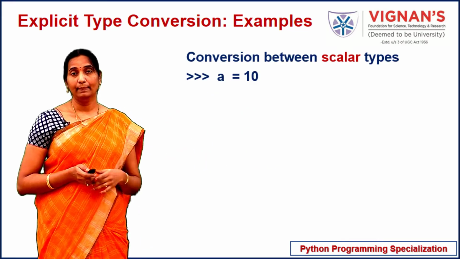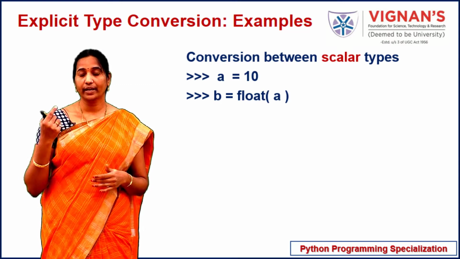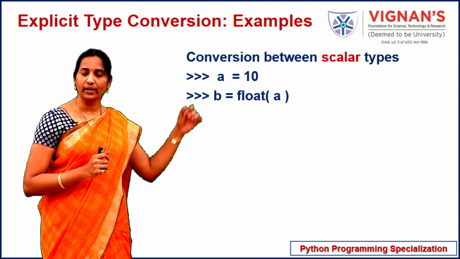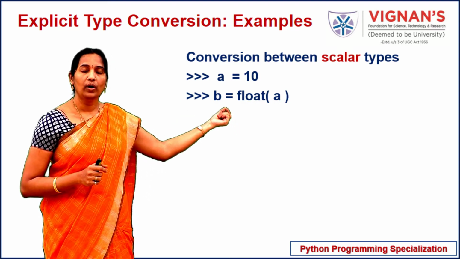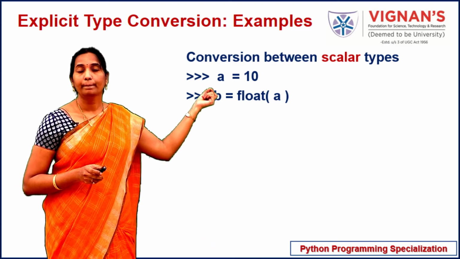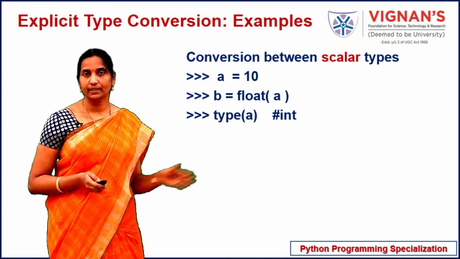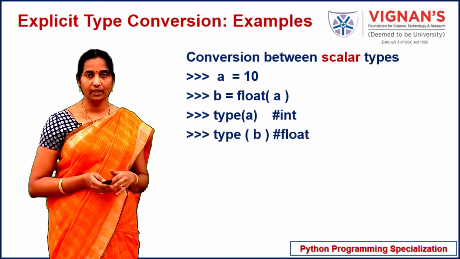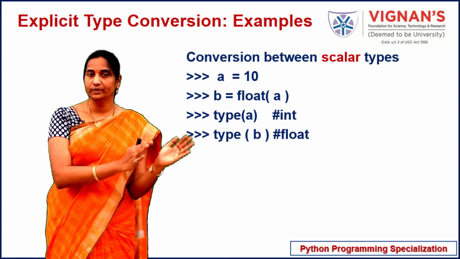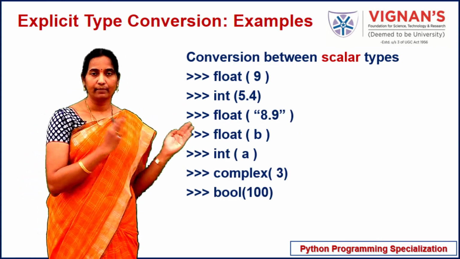So let's check this example. a = 10, which is an integer. Now b = float(a). I am trying to convert the value in the variable a to float, and then assign that to b. Now whatever value is assigned to b will be in the form of float. Now b will be treated as float. So you can check the type of a and b by using the type method. Type of a is int and type of b is float. That's how you can convert an object of one type to an object of the other type. That's how you can convert scalar values from one type to the other type.